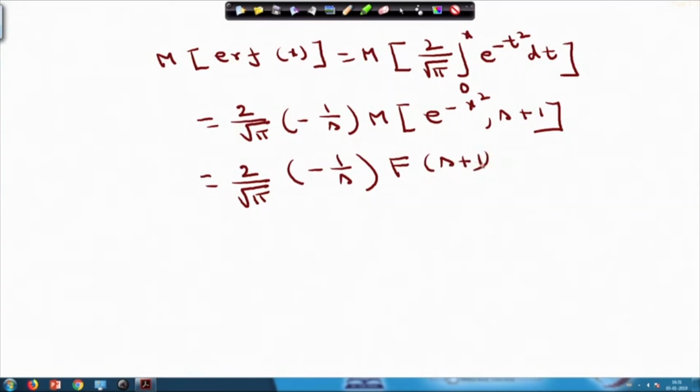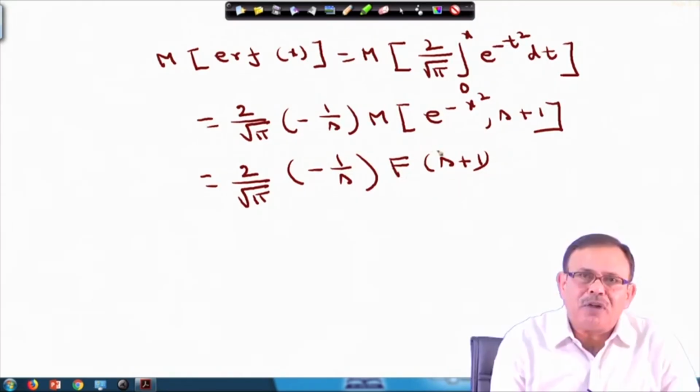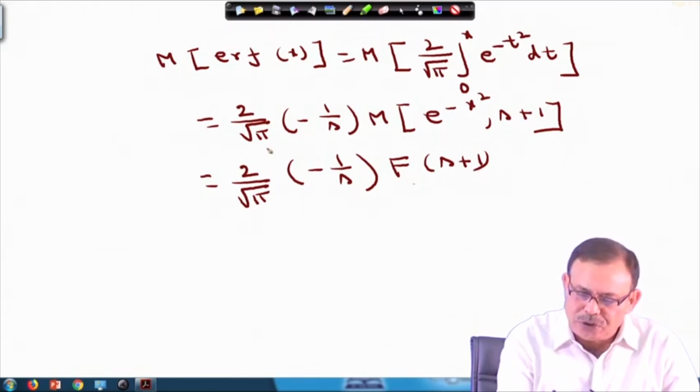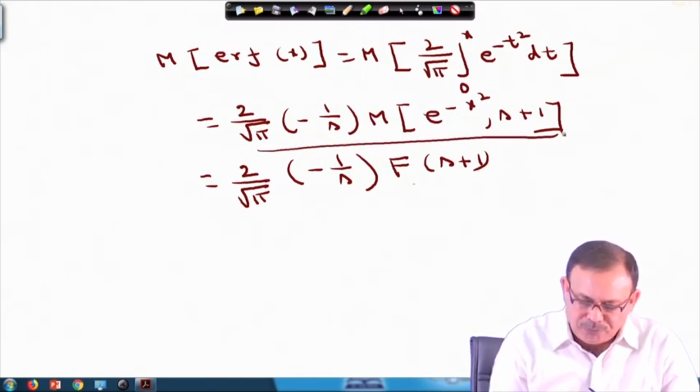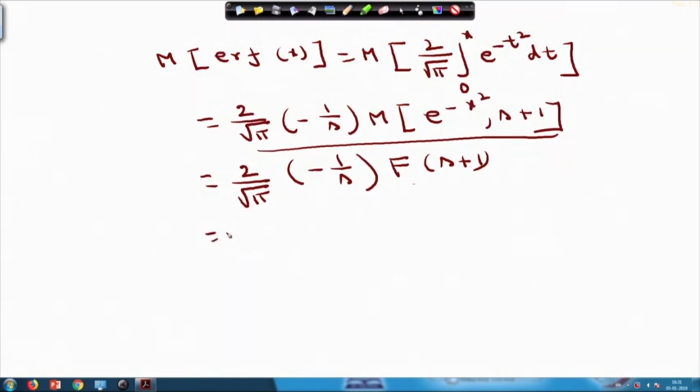So, as you see, Mellin transform of e power minus x square, where parameter is s plus 1, and already in the last slide we have shown that Mellin transform of e power minus x square is equal to capital F of s. Therefore, Mellin transform of e power minus x square with parameter s plus 1 will be equal to F of s plus 1, and this we are writing directly from the property which we have done earlier.